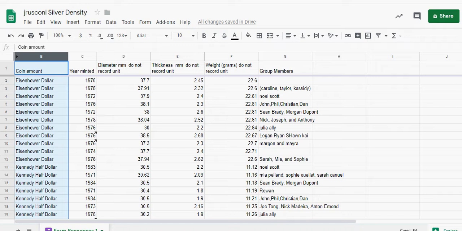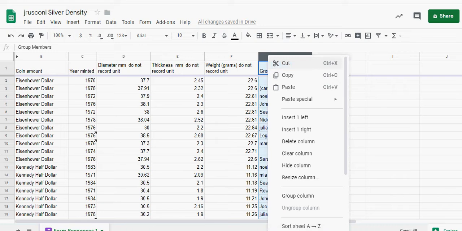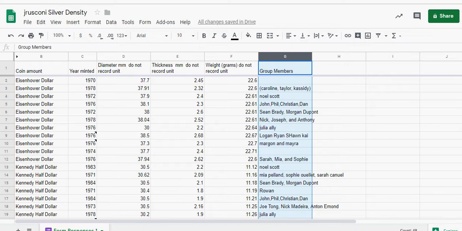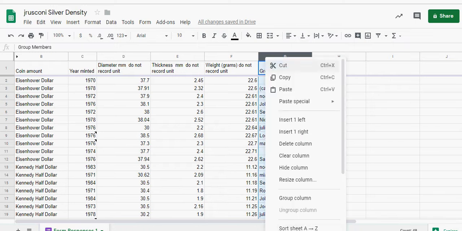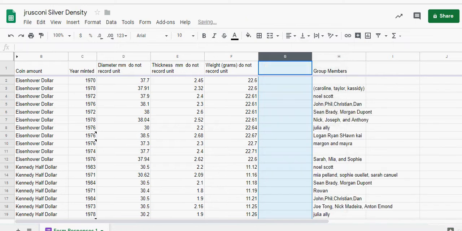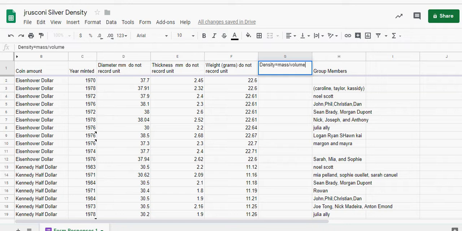Okay, so now we have all of this done. There's a couple new columns we have to put in. Now to start off with, to figure out density, I'm going to actually put it right here, column density. I'm going to insert a column. I click at the top of the column, go insert to the left, and I'm going to call this density. Density equals mass divided by volume. All right, so now we know mass is the weight over here in grams.